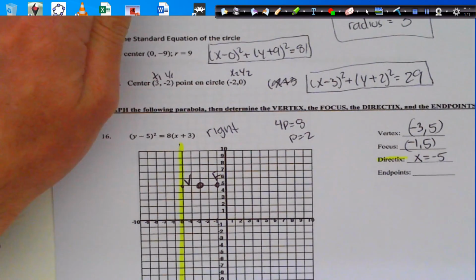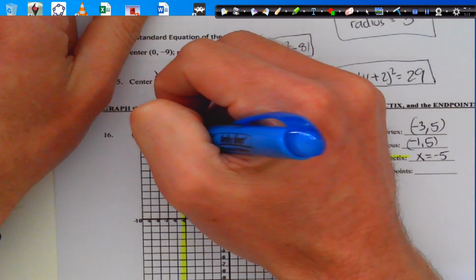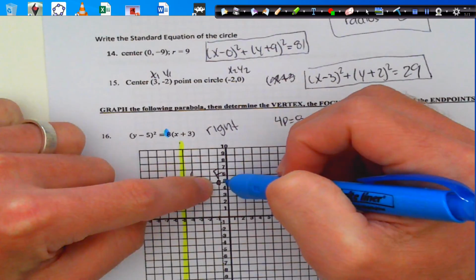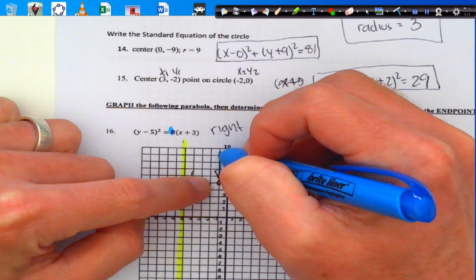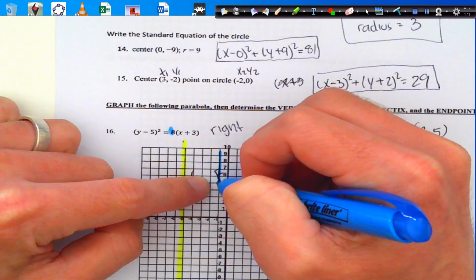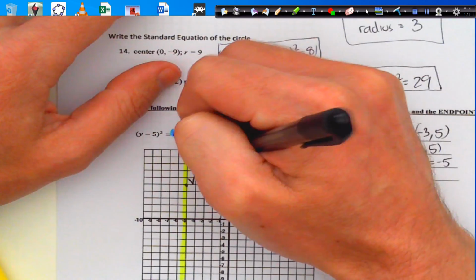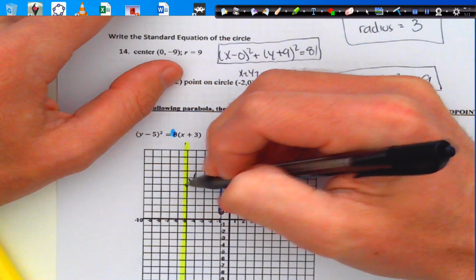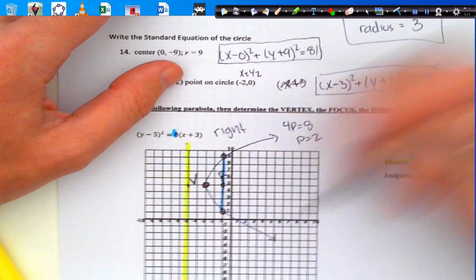Endpoints. This is probably the hardest part here. The endpoints is what we like to call this distance right here that goes through the focus. So if we're here, we actually have to go 8 units total with the focus being in the middle. So I'm going to go up 1, 2, 3, 4 units, and I'm going to go down 1, 2, 3, 4 units. So that's called the latus rectum, and I know it's a funny name. This essentially tells me how wide my parabola is going to be. That's why it's the endpoint.